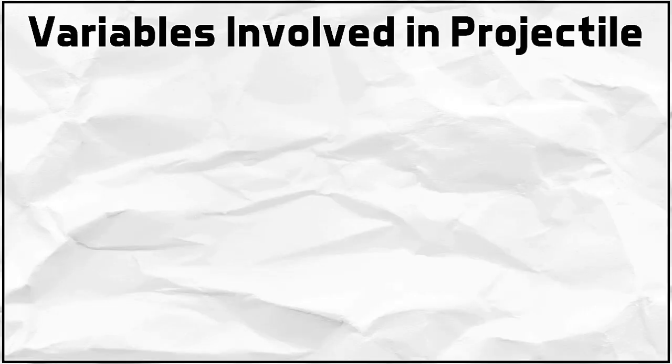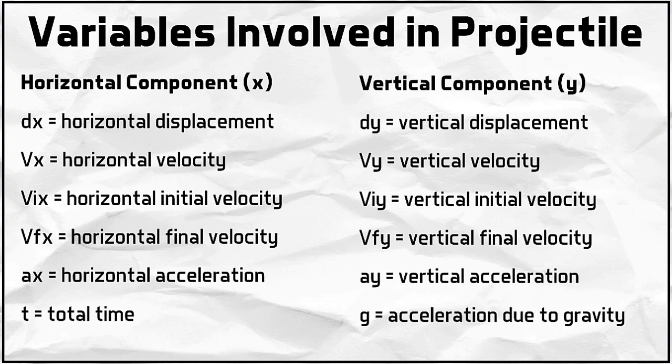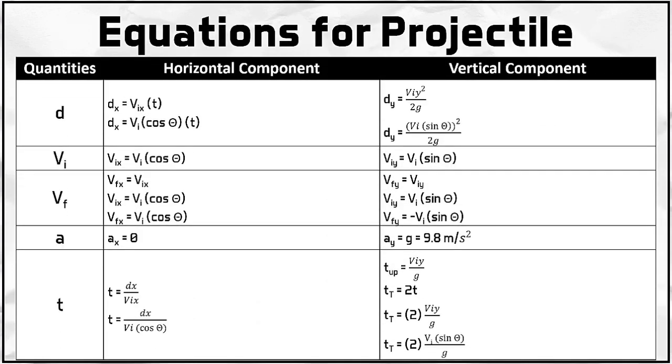Did you know that at an angle of 45 degrees, you will have the longest horizontal range? And as the angle increases, the vertical range also increases. Physics may seem complicated, but it will actually help you understand life better. Here are the variables involved in projectile motion, for the horizontal component and for the vertical component. Next are the equations used in solving projectile problems.